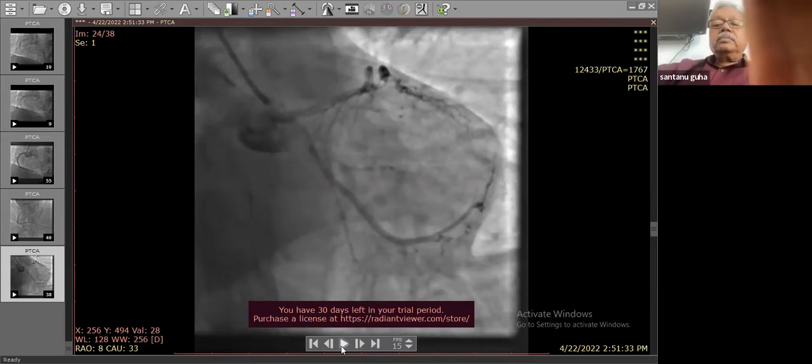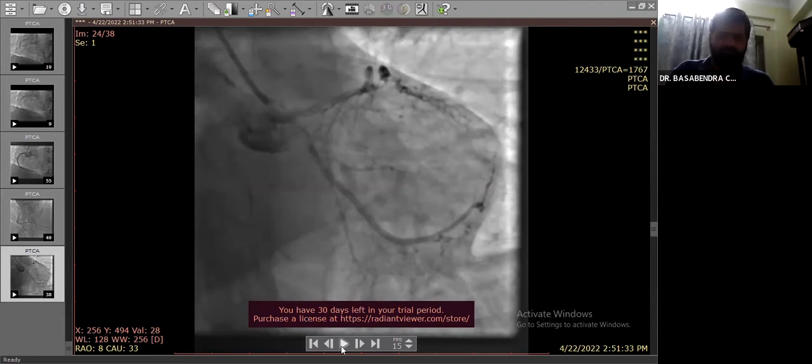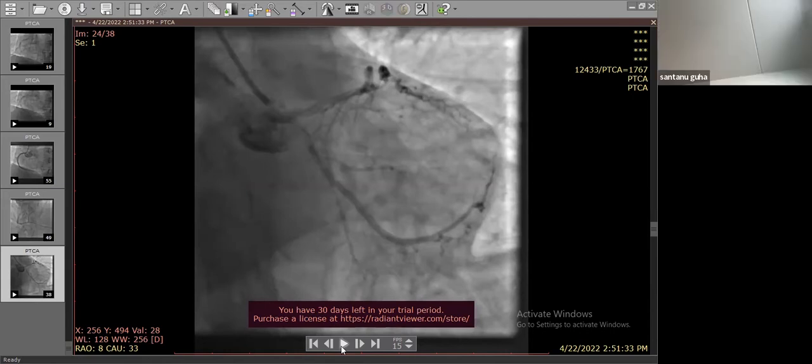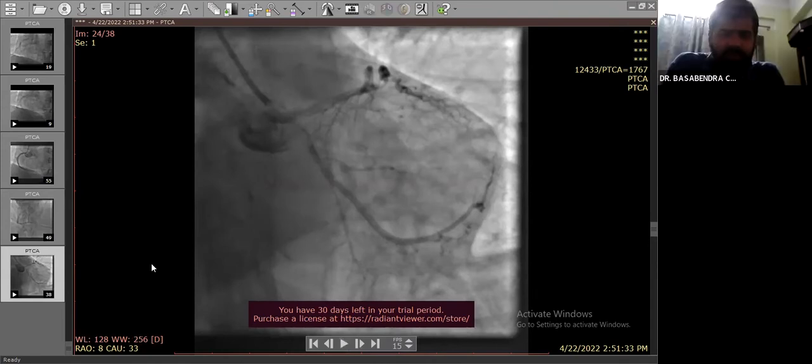The chest pain of the patient also reduced significantly, and the patient, at present, it has been 2 to 3 weeks, has come for the first follow-up and is doing relatively well. And for the LCX and LAD, we are planning what could be the best possible line of action. So with this, I would like to end my presentation and ask the seniors and my colleagues whether they have any opinion or any question.